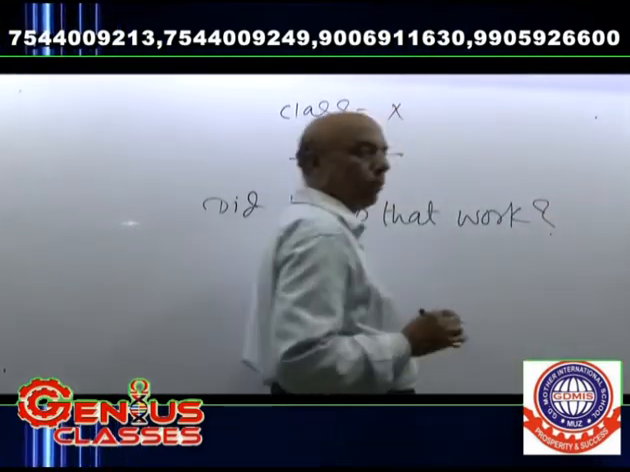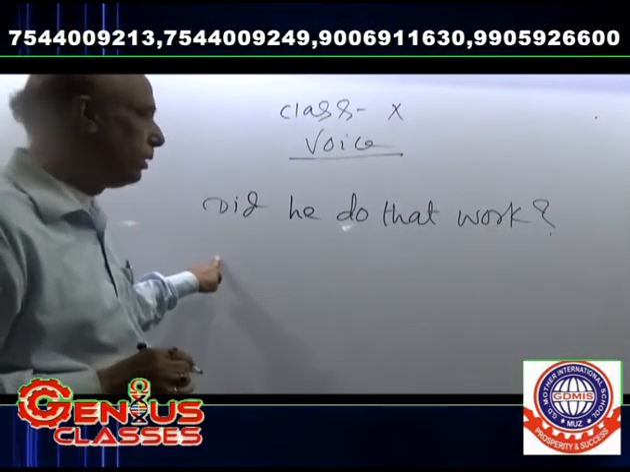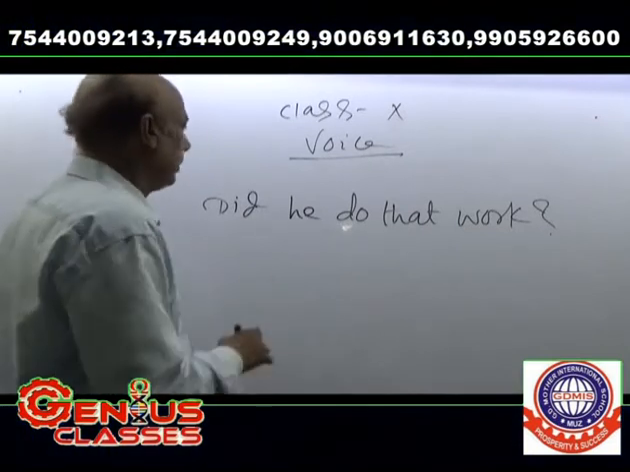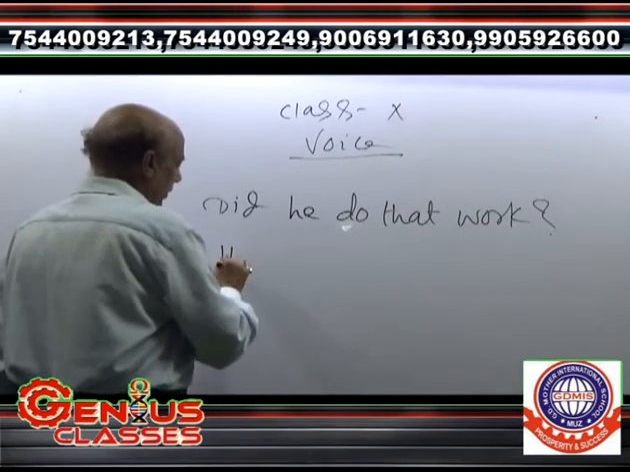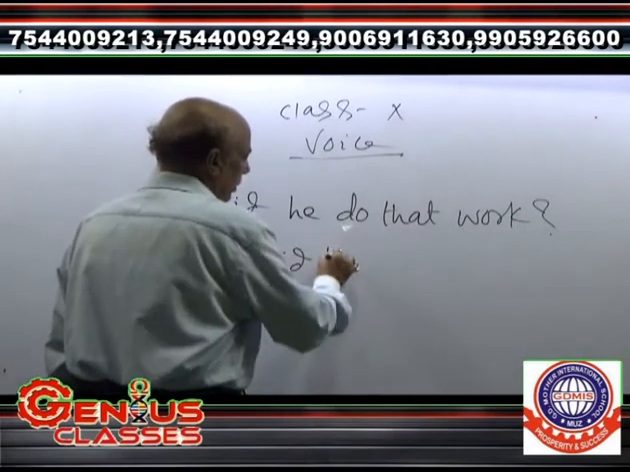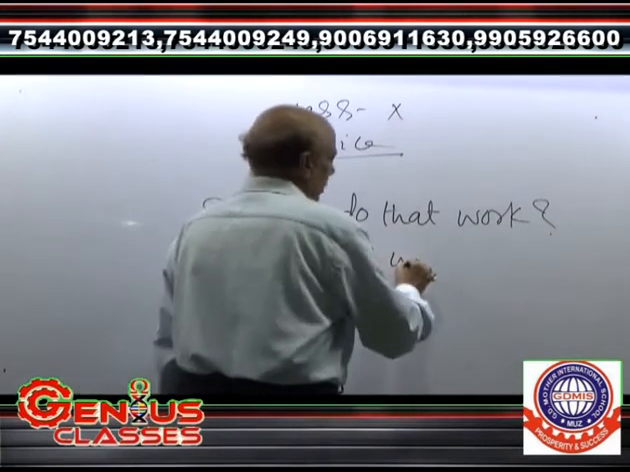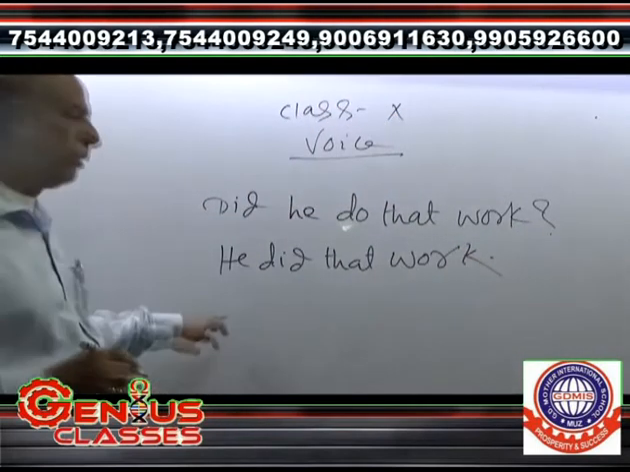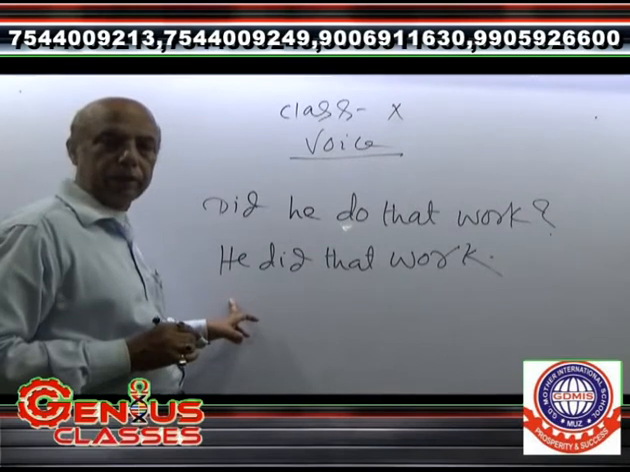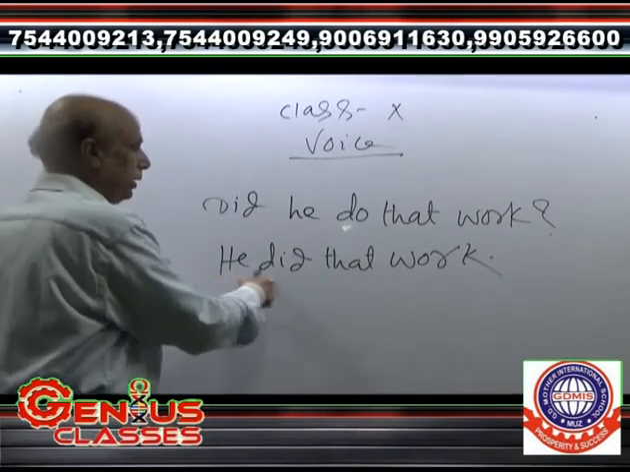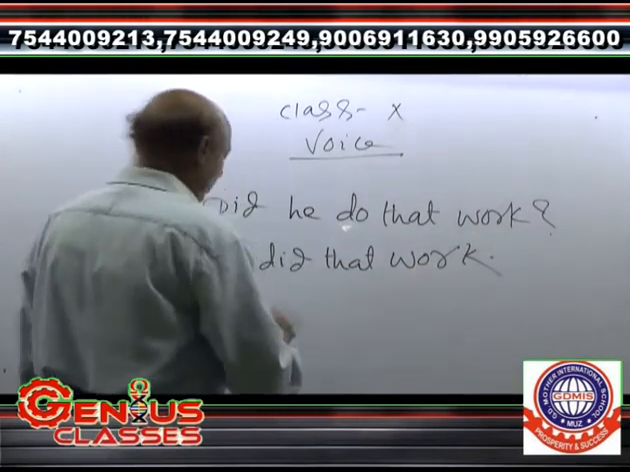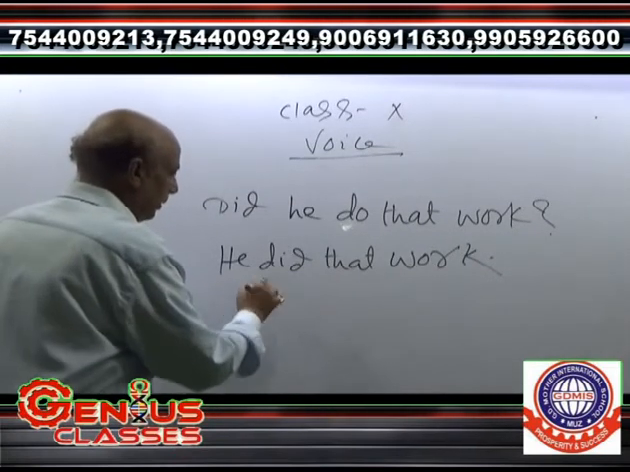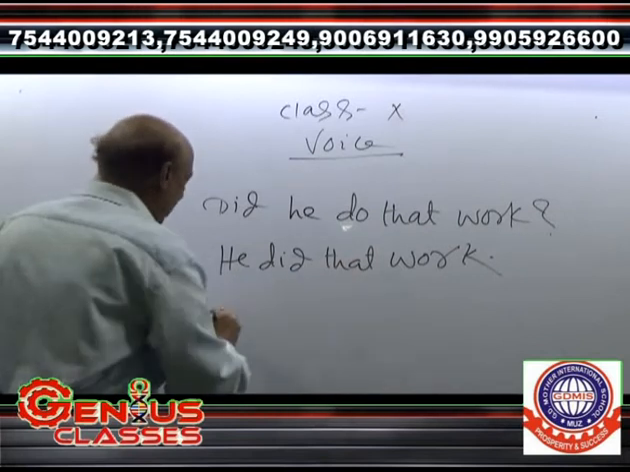Did he do that work? It is an interrogative sentence. The passive of the sentence, the assertive of the sentence, will be: He did that work. And again it is changed into interrogative. He did that work. It means, was that work done by him?